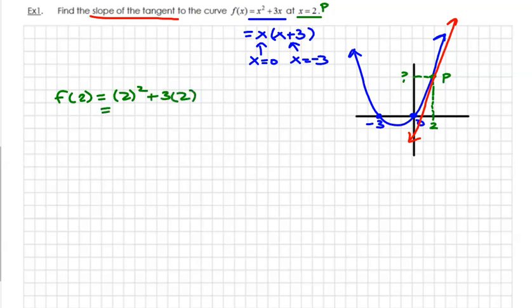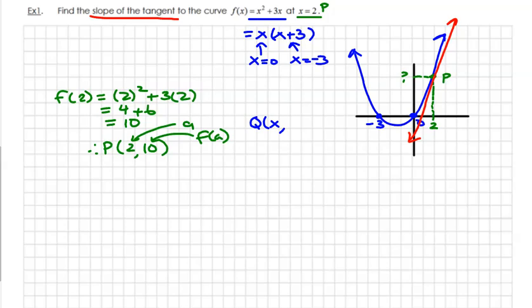Okay, so that I can get a y value. That means for p, when x is 2, y is 10. If you take a look at that previous diagram that we just went over, you just found your a and your f at a. Remember, that was what p was. Okay, your q was your x and your f at x.